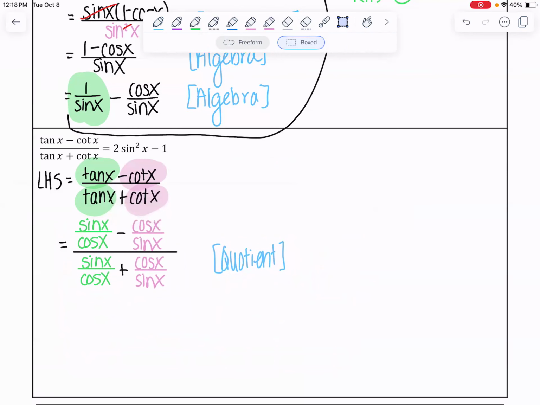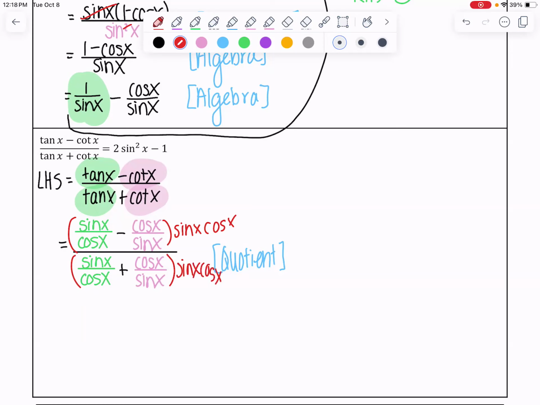I now want to simplify this complex fraction. And you have options on how you do this, depending on your familiarity with fractions. My intuition here is to multiply the numerator and denominator of the big fraction by sine x cosine x, and then distribute it. It's a little bit difficult to explain the algebra that ends up happening there.